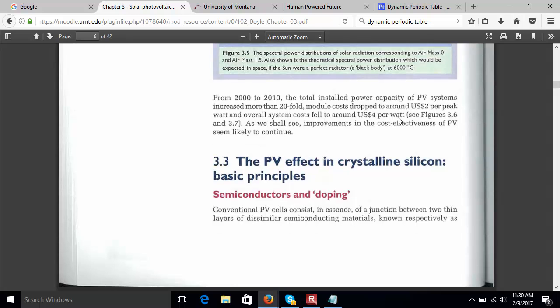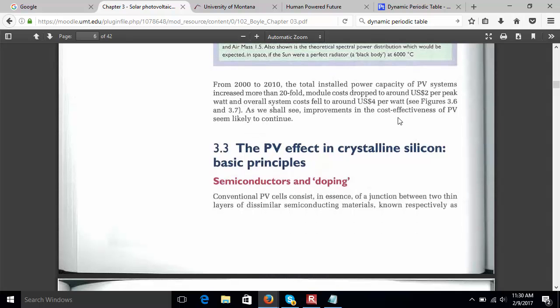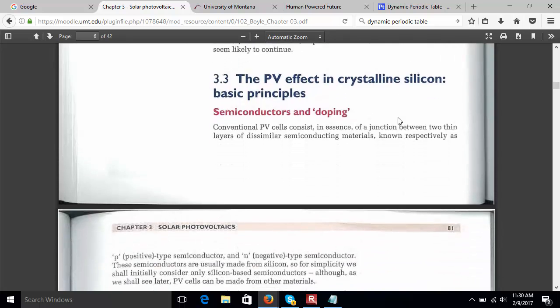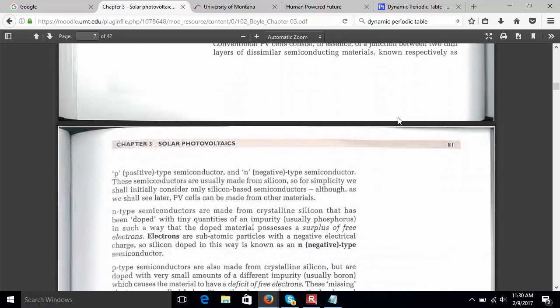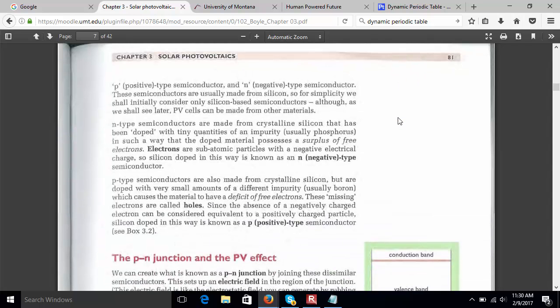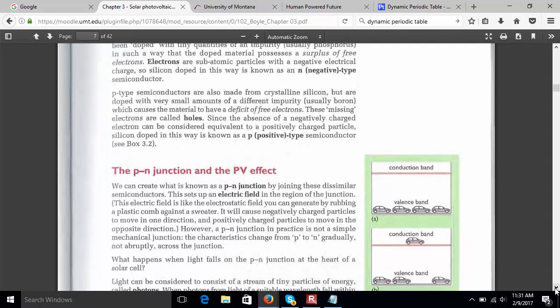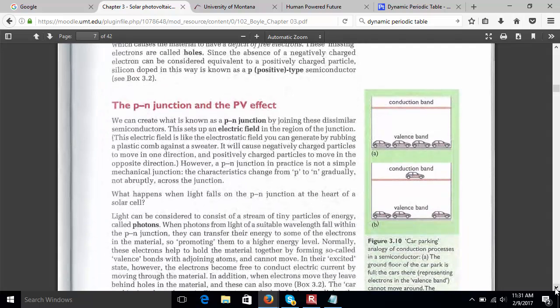Okay, so here's the PV effects in crystalline, basic principles of doping. So as I said a second ago, there are p-type and there are n-type semiconductors depending on what is doped. And as I was saying before, that dollar that was floating around, those are the free electrons. Those are the electrons that are sitting out in the outer orbitals of the semiconductor. You know, a car is actually a pretty good example.